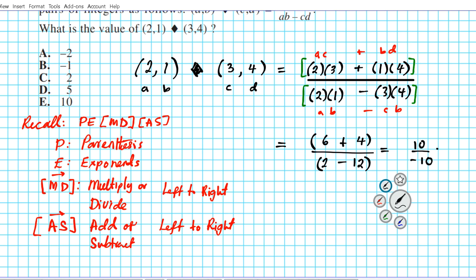And then you can divide the top and bottom by 10, and you get 1 over negative 1. Your final answer is negative 1. So the answer to question number 11 is option letter B. Let's just put divide by 10 here. That's how we reduced 10 over negative 10 into this, and there goes our final answer right there.